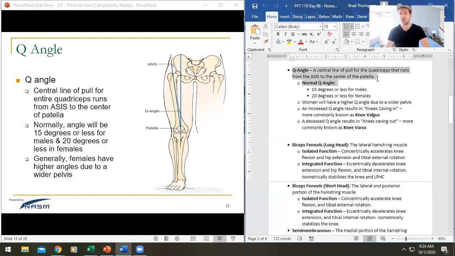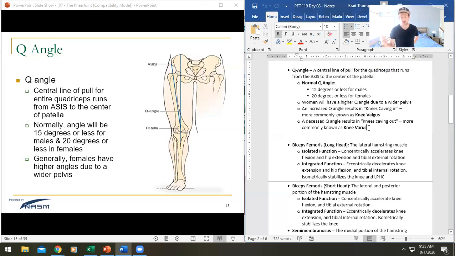And this is a term that you do kind of want to know. It's also something you want to train your eye to spot. You want to be able to look at someone's hip and look at their knee and estimate their Q angle. A Q angle is a central line of pull, so you're going to draw a line for the quadriceps that runs from the ASIS to the center of the patella.